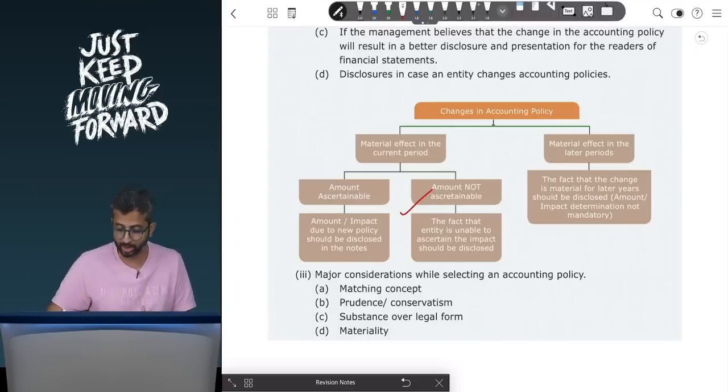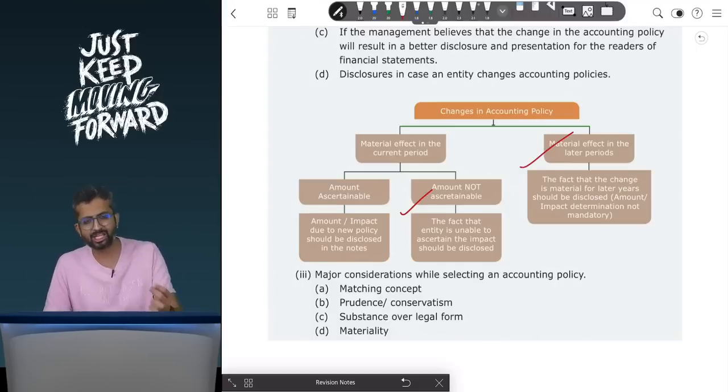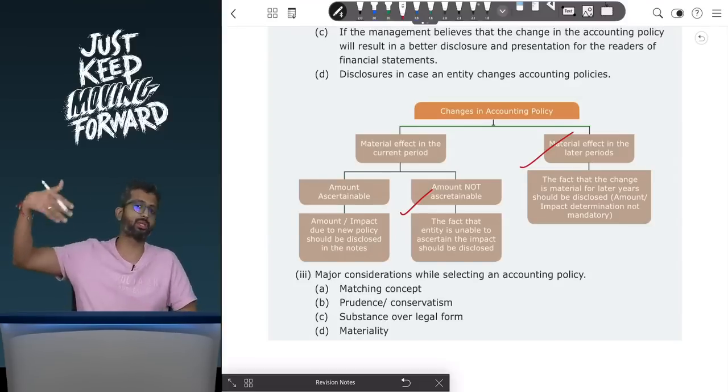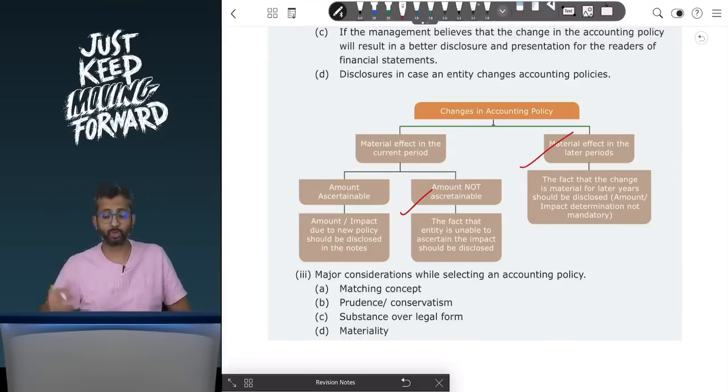When it comes to the future years, if this has an effect on future years as well, so you are changing the policy that will possibly change the position in future years substantially, then the fact that the change is material should be disclosed in the notes.